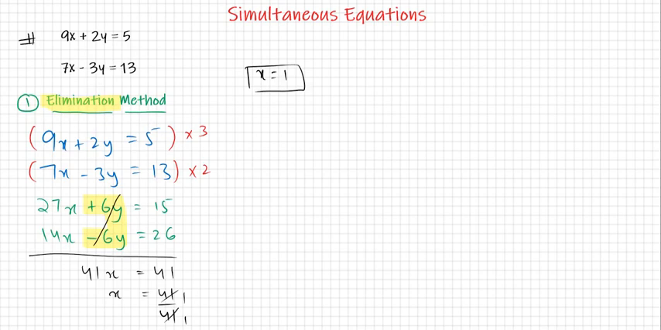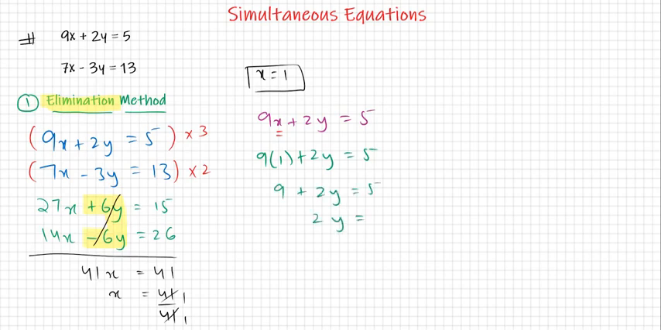Now we have two equations. We will input this value in any one of the two equations. Let's say I pick this one, 9x plus 2y equals 5. Now in place of x, I'm going to write 1. So look, 9 times 1 plus 2y equals 5. So 9 ones are 9, 2y equals 5.